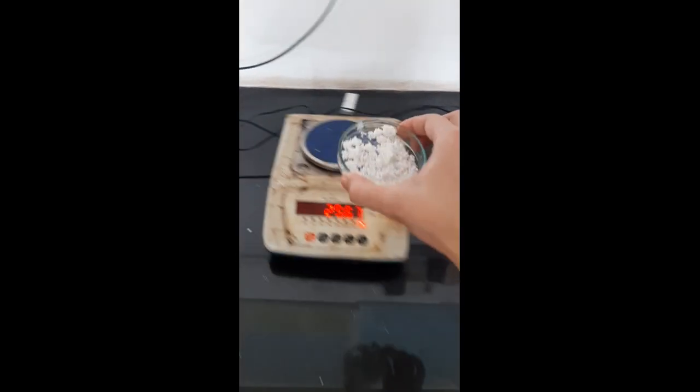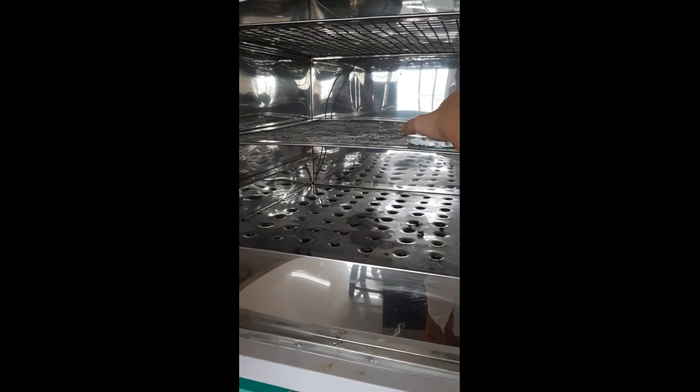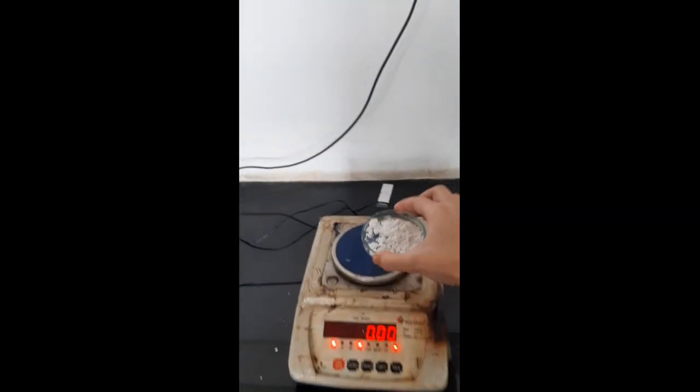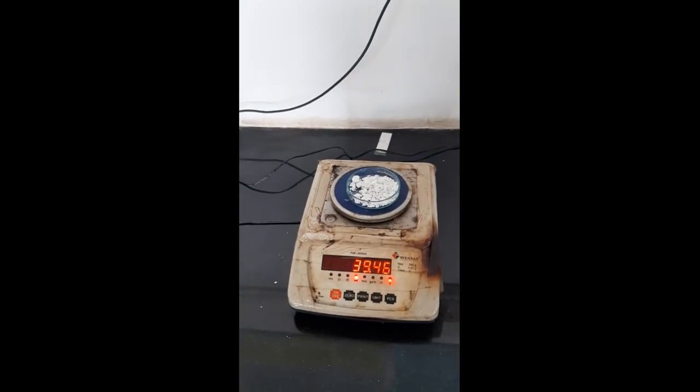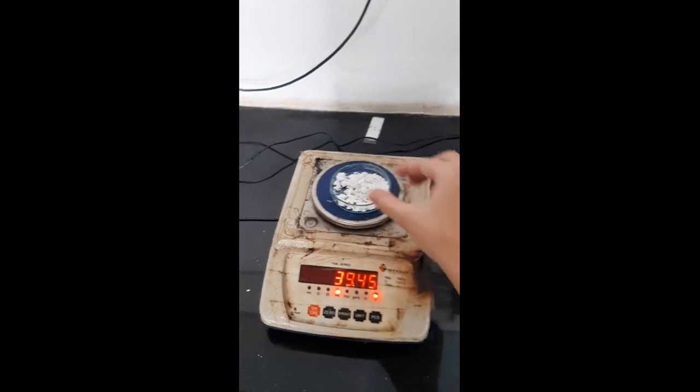Okay, we will note it down, and again we will place it and we will wait for the next 10 minutes. Our next 10 minutes are over, so we will take out the Petri plate and we will weigh it. Okay, so now the weight is 39.45.